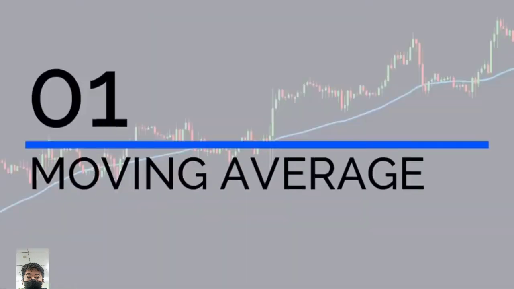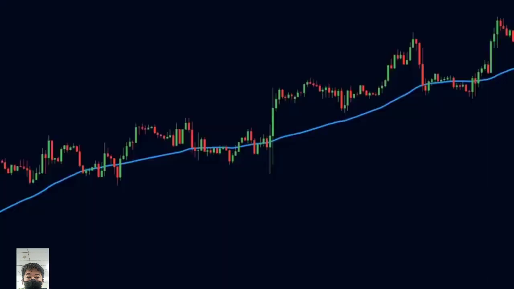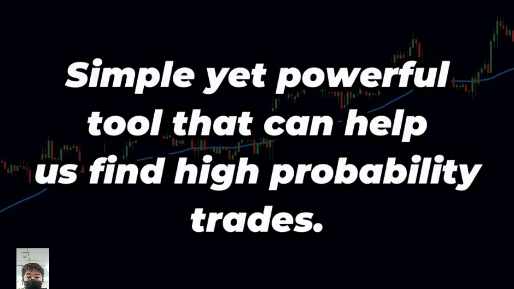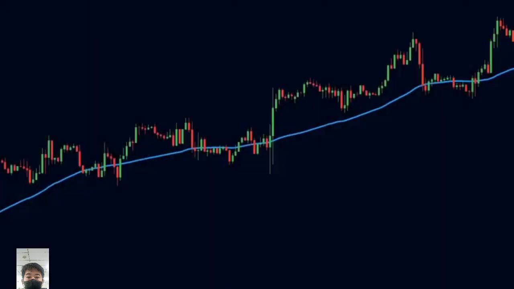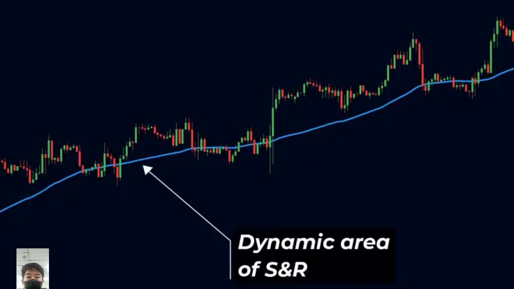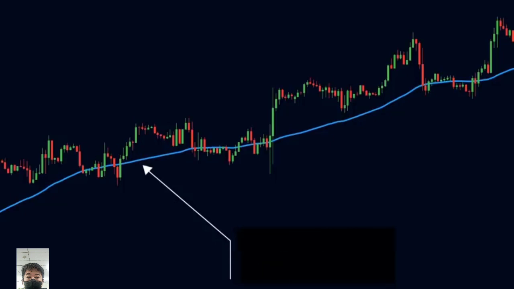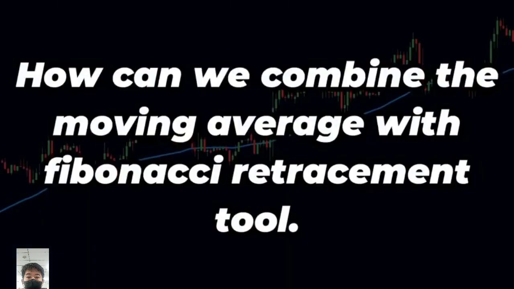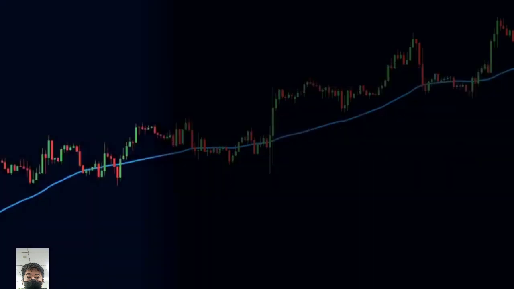So, the first confirmation is a simple moving average. If you have watched my earlier videos, you will already know my love for moving averages. They are a very simple yet powerful tool that can help us in identifying high probability trades. As I have already stated in my other videos, moving average acts as a dynamic level of support and resistance. It also helps us in identifying the trend. Now let's see how we can combine the moving average with the Fibonacci retracement tool.